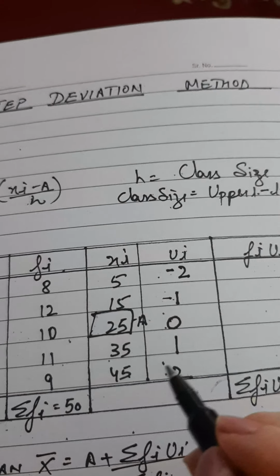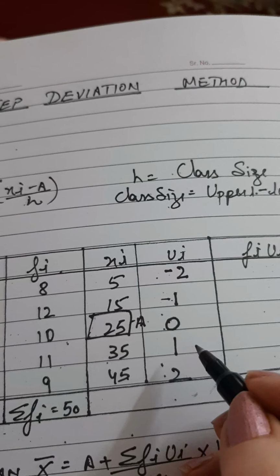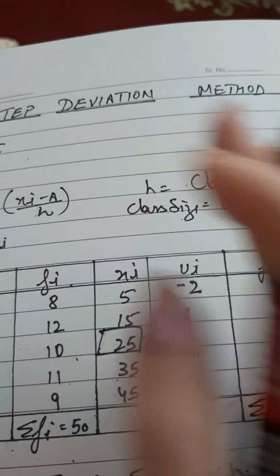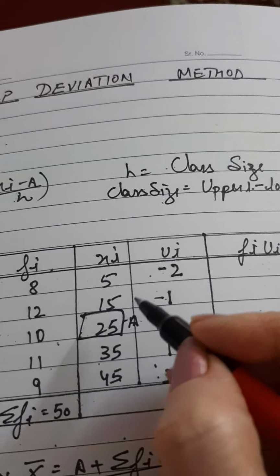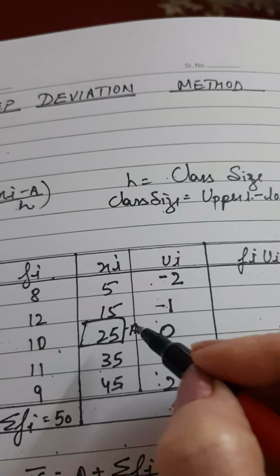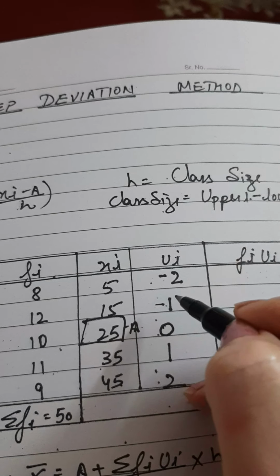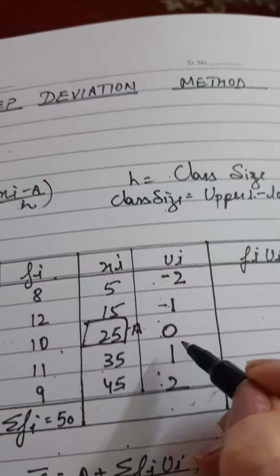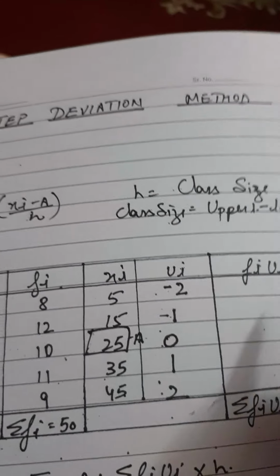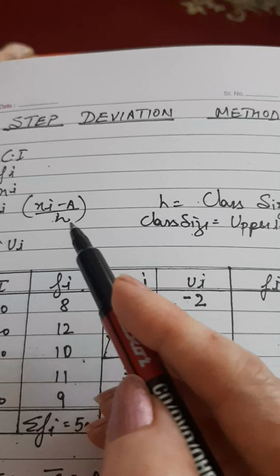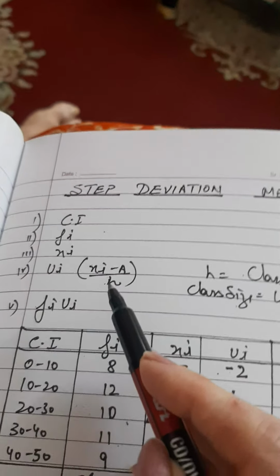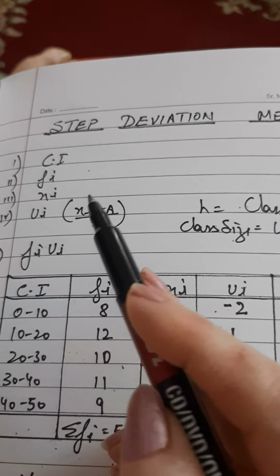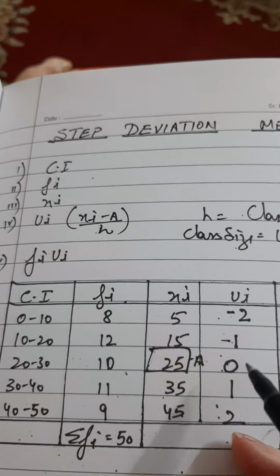Always, in any question of step deviation, if you are applying this method for ui, don't look at the formula, just do this simply. The value of xi which you assumed as a, in front of that write 0. As moving upwards write minus 1, minus 2, minus 3, minus 4, depending upon how many values are in the question. Downwards 1, 2. The formula is also there, ui is xi minus a upon h. Xi minus a you already found in the assumed mean method. That value is to be divided by h to get these values.